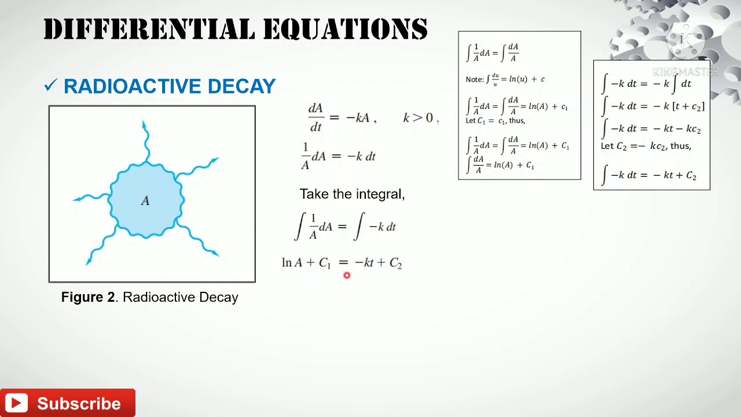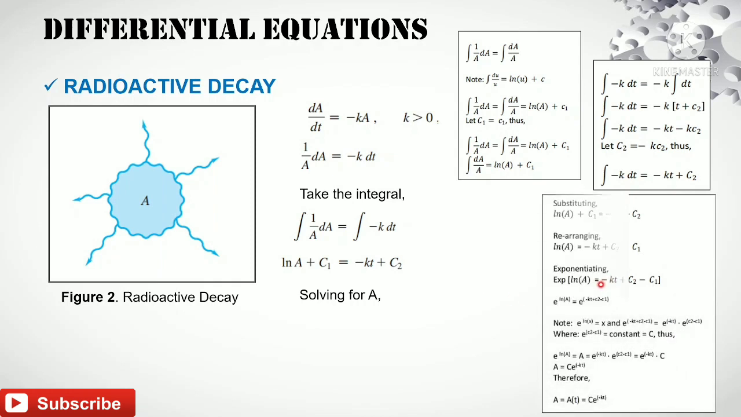So again we are going to simplify. Since we are after the value of A, this radioactive substance A, we can rearrange this for solving for A. We can combine C sub 1 to the right side and isolate the ln A. I have a simple illustration showing how we did this solution for getting the value of A. We have ln A plus capital C sub 1 equal to negative kt plus capital C sub 2.